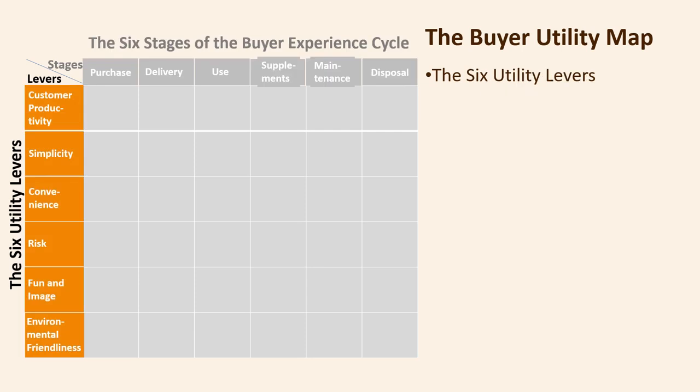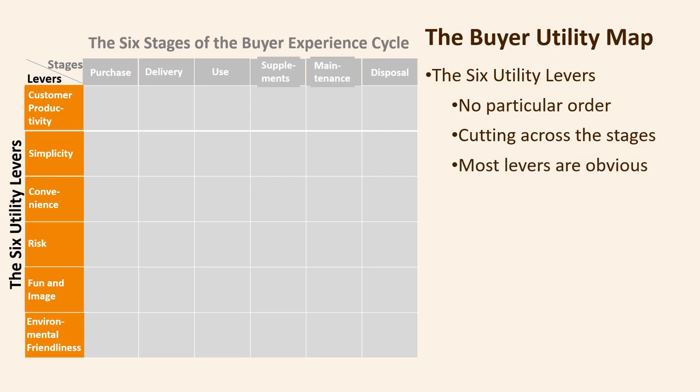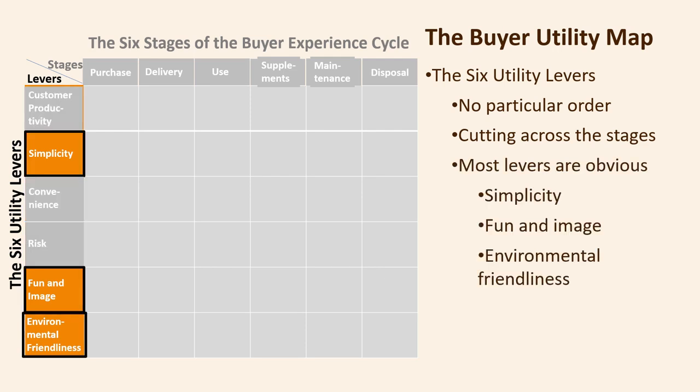We will review the second dimension, the 6 utility levers, on the vertical axis. There is no particular order of the 6 utility levers. Cutting across the stages of the buyer's experience are the levers of utility, the way companies unlock utility for their customers. Most of the levers are obvious. Simplicity, fun and image, and environmental friendliness need little explanation.